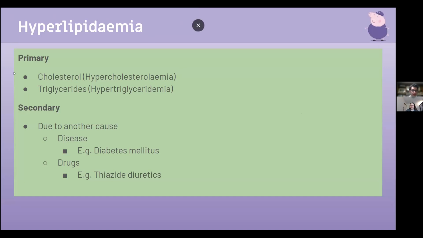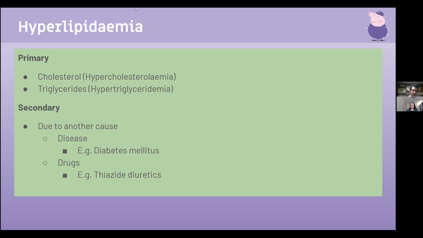Hyperlipidemia is really a condition that refers to when you have either high cholesterol or high triglycerides, which is hypercholesterolemia and hypertriglyceridemia. These in themselves aren't super dangerous. They don't often have clinical syndromes you can see, but they're significant risk factors for a lot of cardiovascular disease.